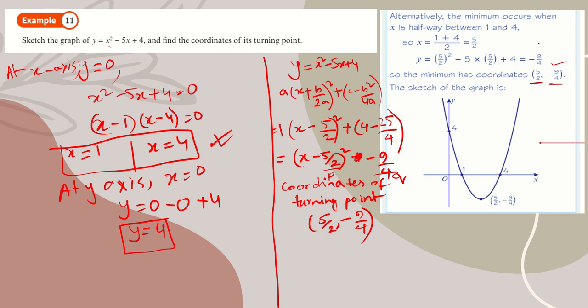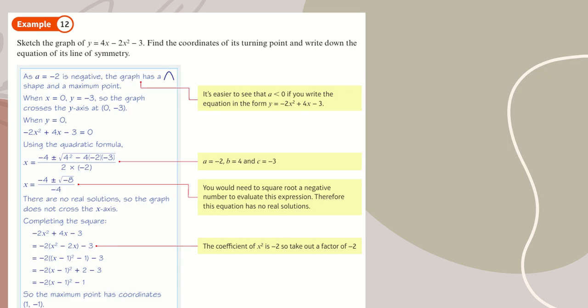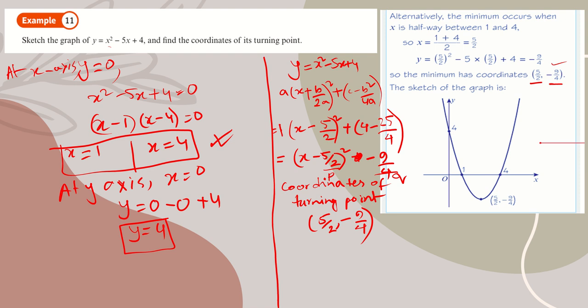Now this particular solution does not work every time, because in some graphs, like in the next question, you will find that there are no proper values of x. Okay, so in that case it's difficult to find out the minimum points. So rather use completing the square. It's easier for all different problems, and you have to learn this method anyhow. There's no alternative. So it's better that you follow completing the square, simplify it, and use p and q to find out the coordinates of the turning point. Okay, so I hope this is clear.